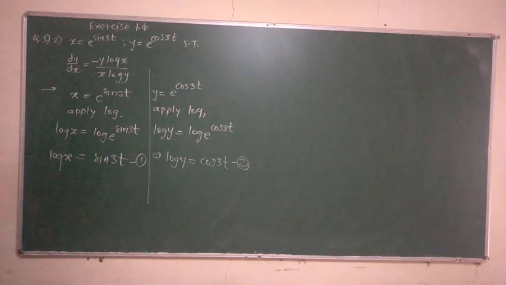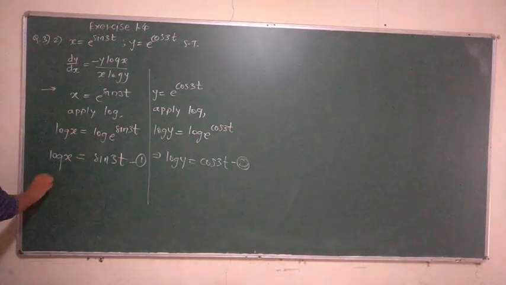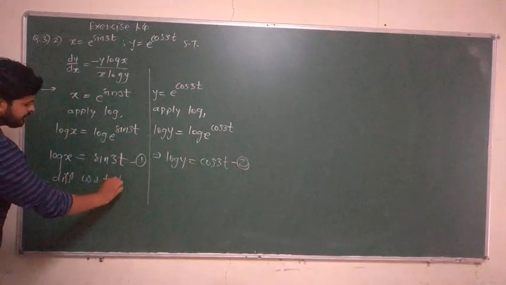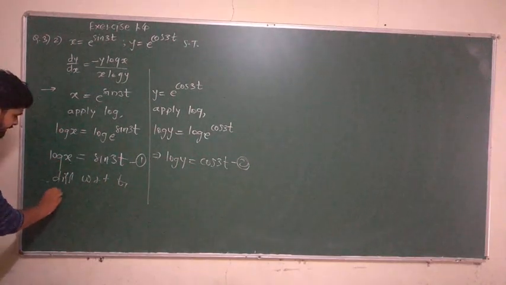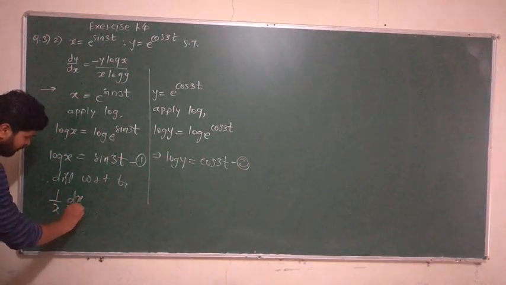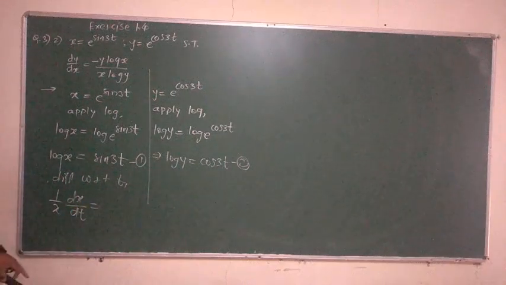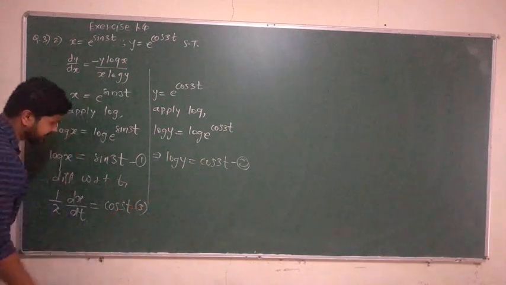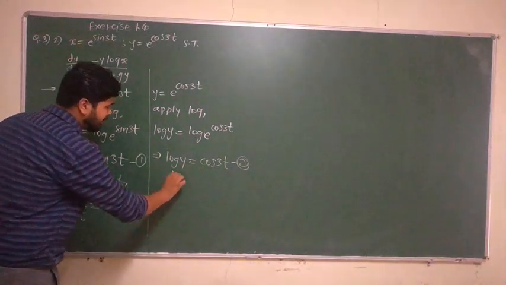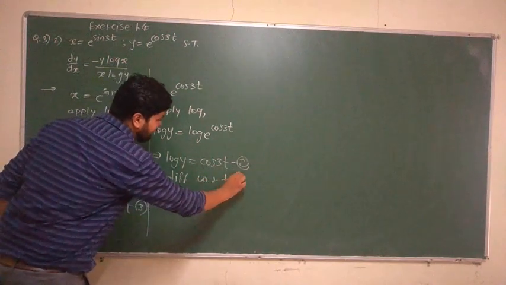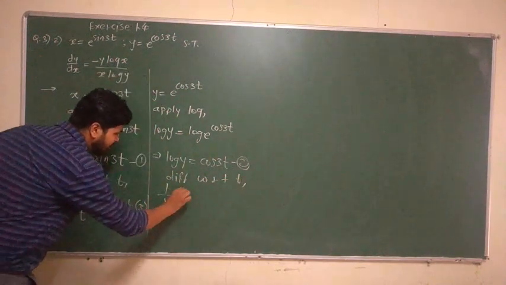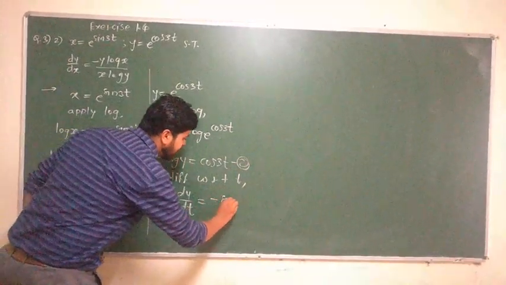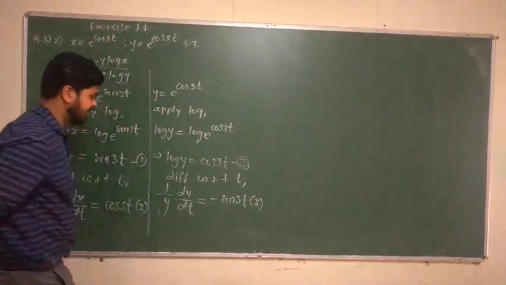Now we find dy by dx. First, if I differentiate this with respect to t, then the derivative of log x is 1 upon x into dx by dt, is equal to the derivative of sin 3t, which is cos 3t into 3. Similarly here, if you differentiate with respect to t, then the derivative of log y is 1 upon y dy by dt, is equal to the derivative of cos 3t, which is minus sin 3t into 3.